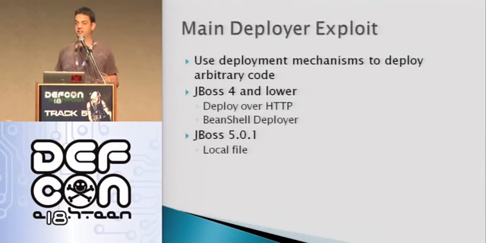And again, it's not a bug. It's part of the functionality. So with JBoss 4 and lower, there are a lot of cool things you can do. You can load your arbitrary code from, again, a site that you control. There's a scripting language called Bean Shell. So if the web server cannot make an outbound connection to your host, what you can do instead is write one of these Bean Shell scripts and just have it spit out your payload to the local file system and deploy it that way.